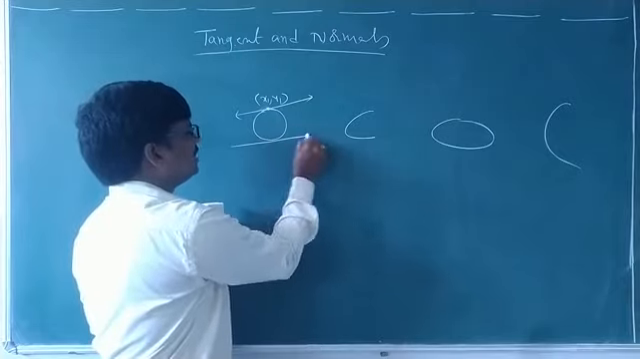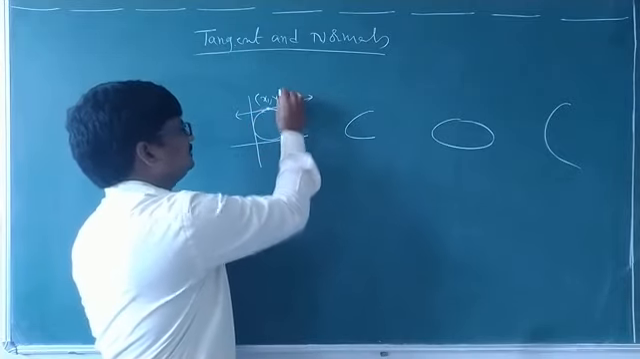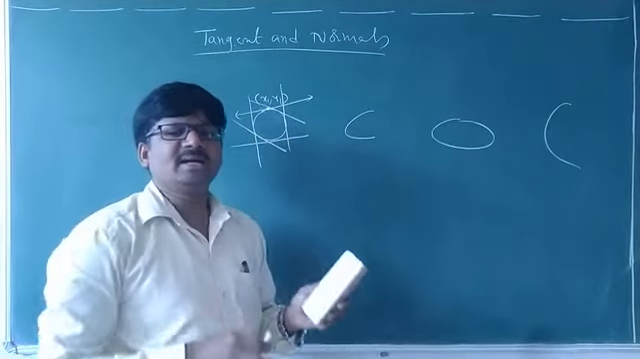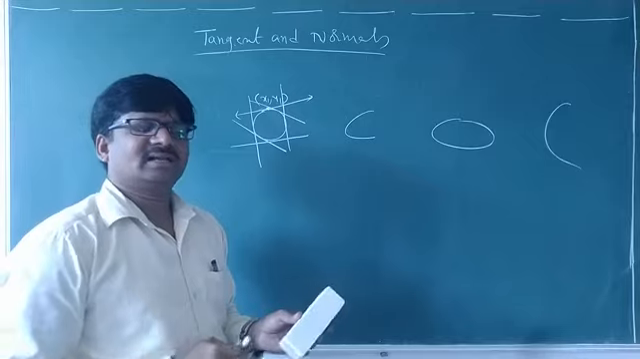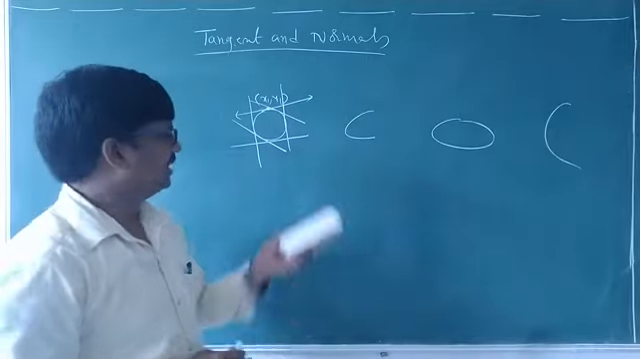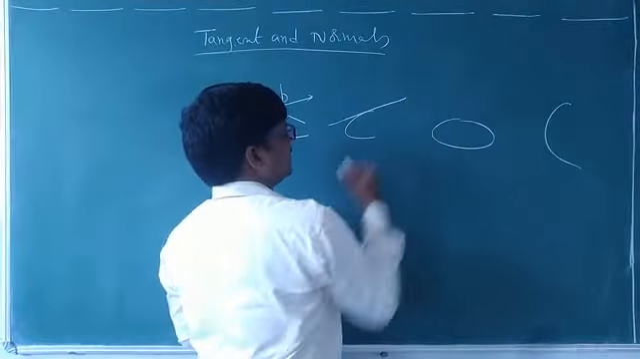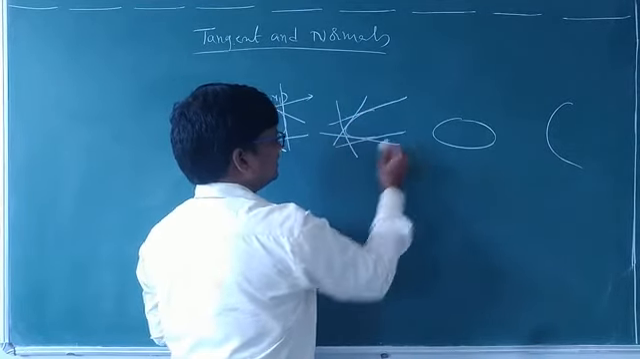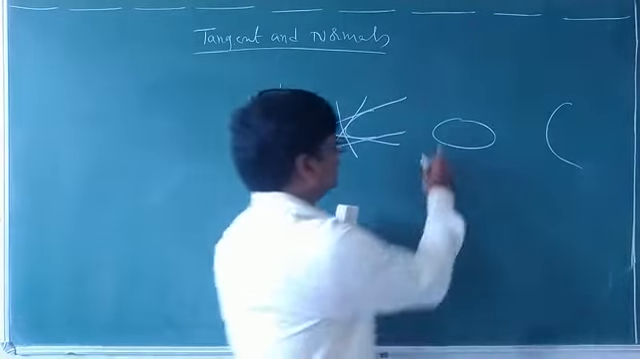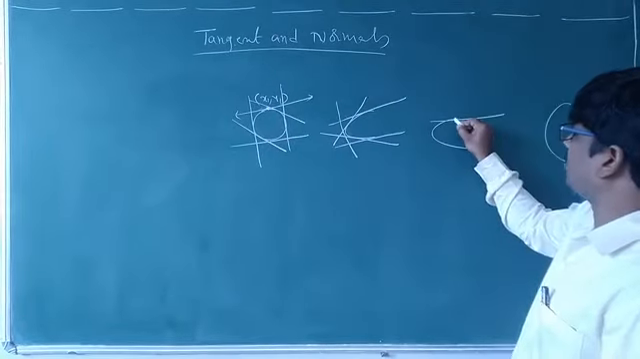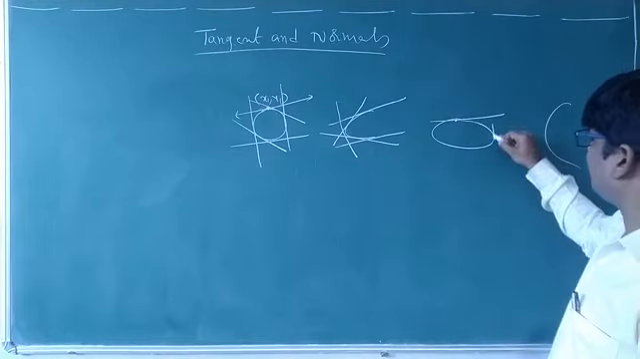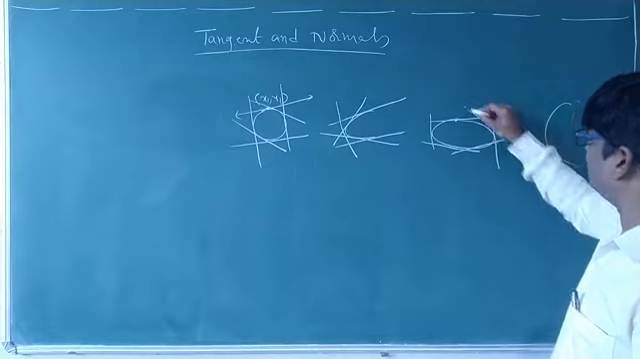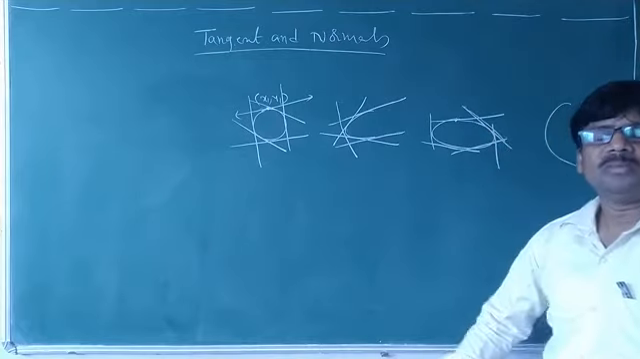Maybe if you want to draw here, it is also a tangent line, or maybe here, or here. Anyway, that line must touch the curve. If you take a parabola, this is a tangent, or this, or this. These are all tangents. If you take an ellipse, this is the tangent at a point x1, y1, or this is a tangent. Like that, so many tangents.